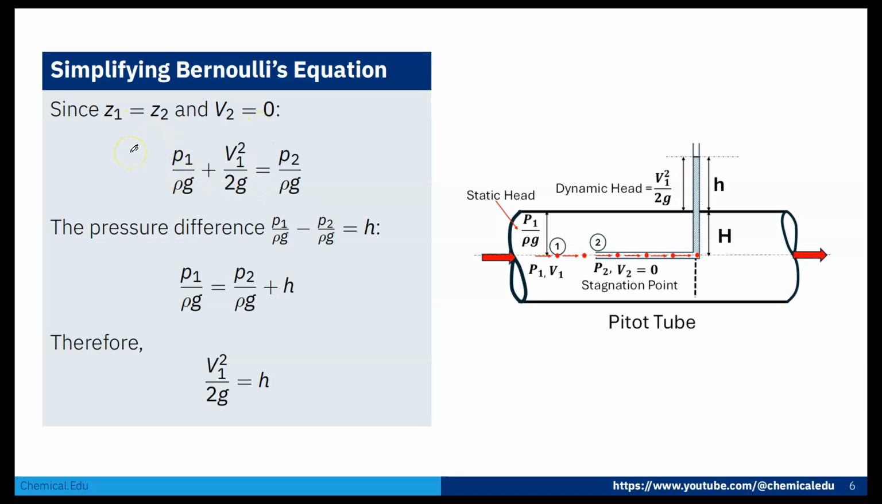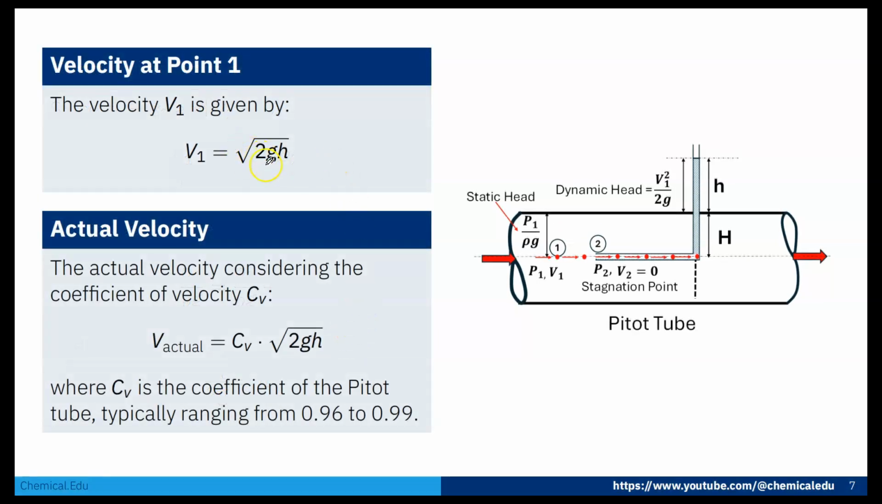The equation becomes: with Z1 equal to Z2 and V2 equal to 0, P1 by rho g plus V1 square by 2g is equal to P2 by rho g. For the pressure difference, we can consider P1 by rho g minus P2 by rho g is H, so we can write P1 by rho g is equal to P2 by rho g plus H. So V1 square by 2g will be H, so V1 will be root over 2gH. If we know H, we can easily calculate V1.